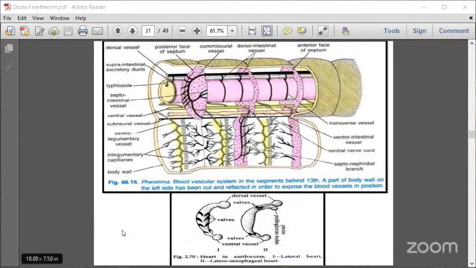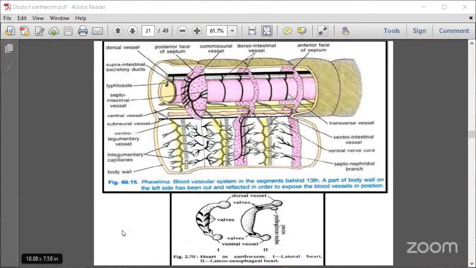Just now we discussed the septonephridial branch and ventral nerve cord, and here it is the peritoneum. The blood vascular system in the segments present behind the 30th segment. A part of the body wall on the left side has been cut and reflected in order to expose the blood vessels in position. Here in the lower figure, you can see the heart of earthworm.